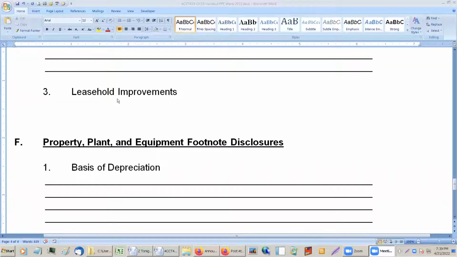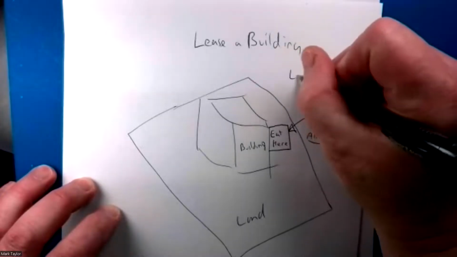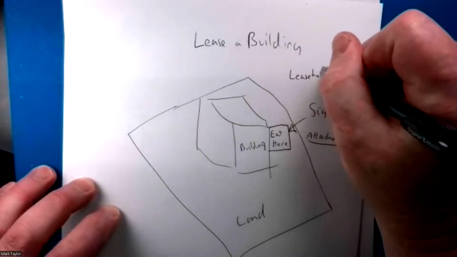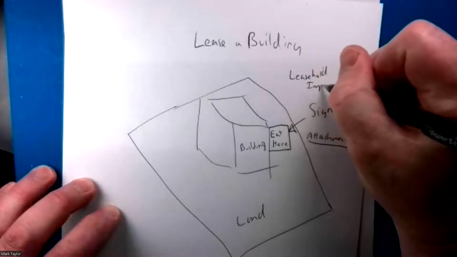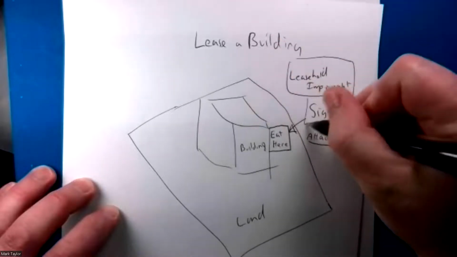Now, we didn't put that sign up for no reason. We want to advertise the building or whatever. But anyway, that's a leasehold improvement. And when you put this on the books, so this is a leasehold improvement. So we've improved our lease by putting the sign up.